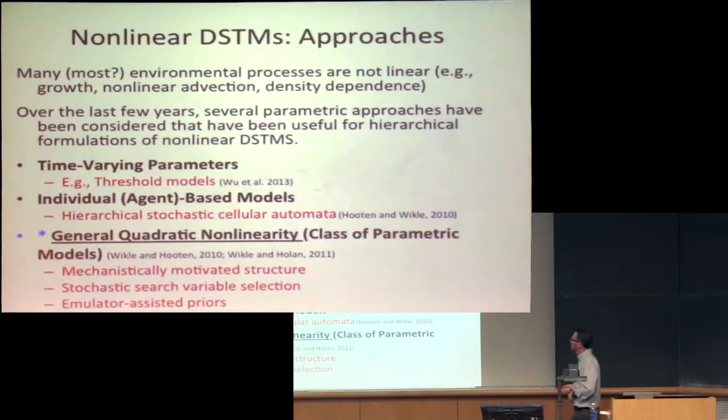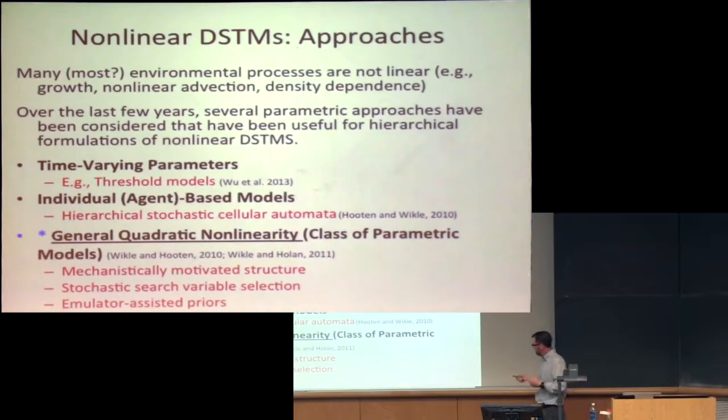So the next question is, can you do the same sort of thing in nonlinear systems? And what challenges are involved with that? Okay. And so the three primary ways, I think, to model space-time dynamics in statistics is either through time-varying parameters like threshold models, or increasingly, and I'm not going to talk about it here, individual or agent-based models, or what I'm going to talk about today is a parameterization that we call general quadratic nonlinearity. And so this is a class of parametric dynamical models.